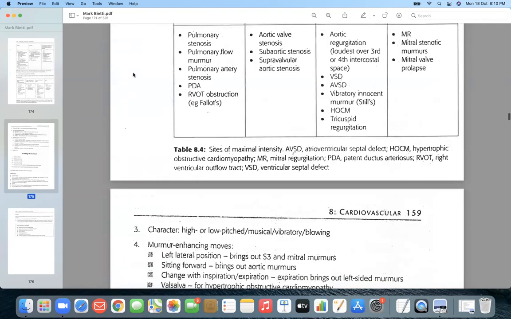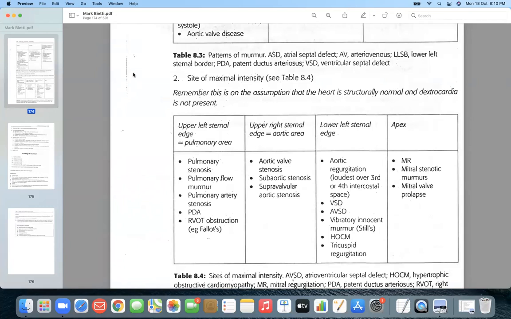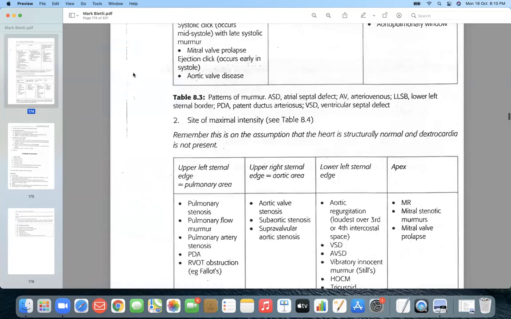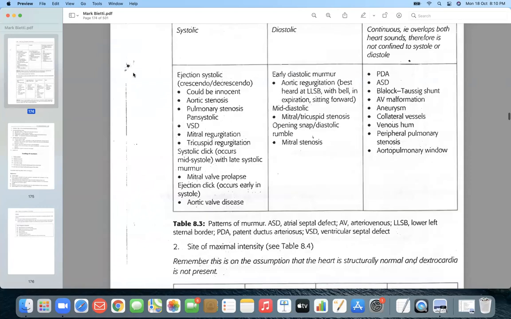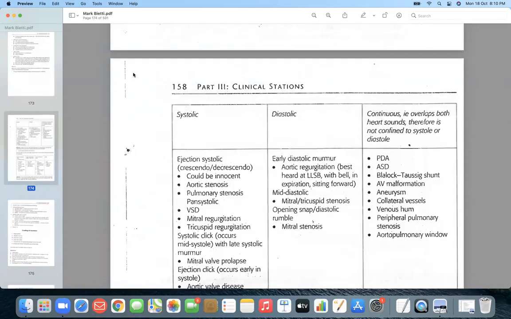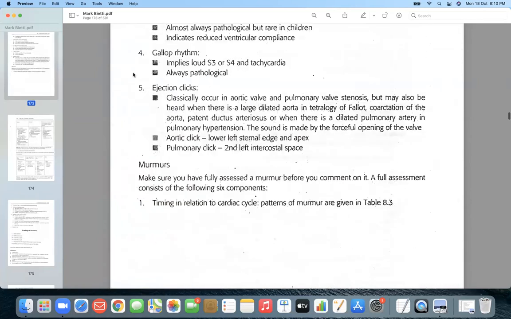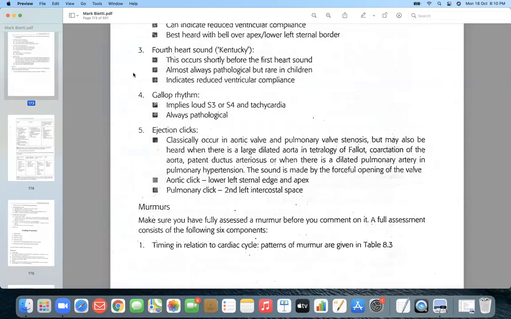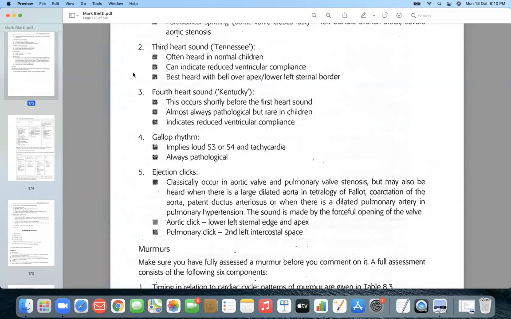But for the innocent murmurs, we have to know how to differentiate between pathological and innocent murmur. Innocent murmur will change with position, and it will not with the pathological murmur. Its character will be soft, and the grade will not be more than 2. Innocent murmur will be soft, it will change with position, and the grade will be like 2, not more than 2. Grade 3 and 4 you get in the pathological murmur.